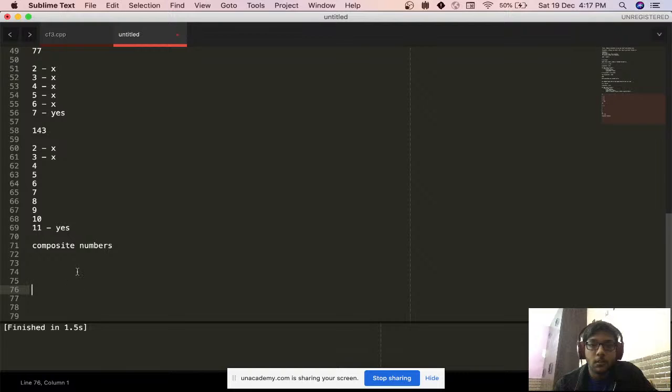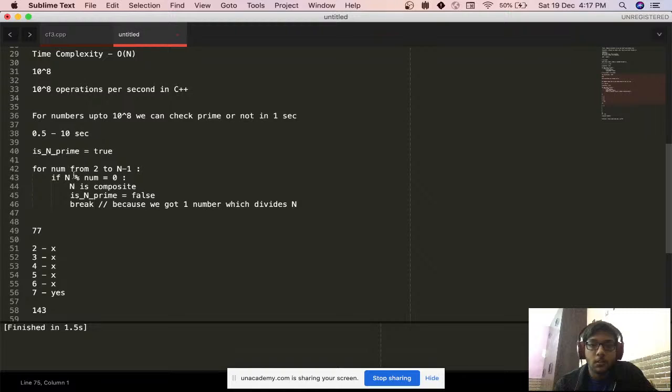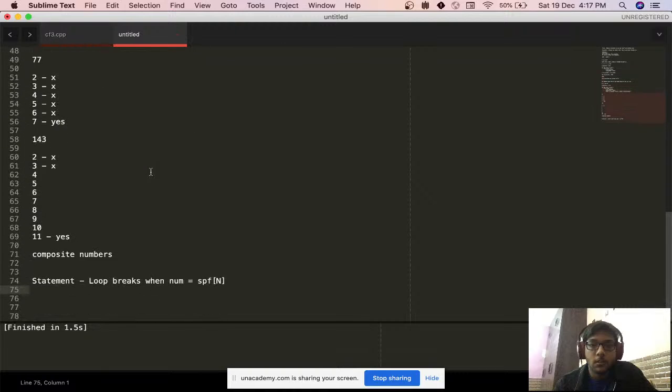Yeah, that is a big statement, but it's a useful one. Loop breaks when num equals the smallest prime factor of n. SPF is the smallest prime factor of n. Why? Because we are iterating from smallest to largest, right? So we'll gradually check for 2, 3, 4 and 5, and as soon as we get the smallest prime divisor of n, we simply break out of the loop because it's a divisor, so the remainder would be 0, right? So this is an important thing.